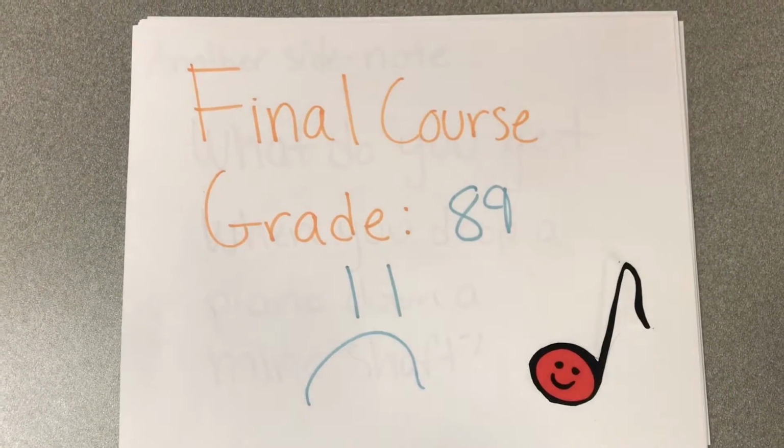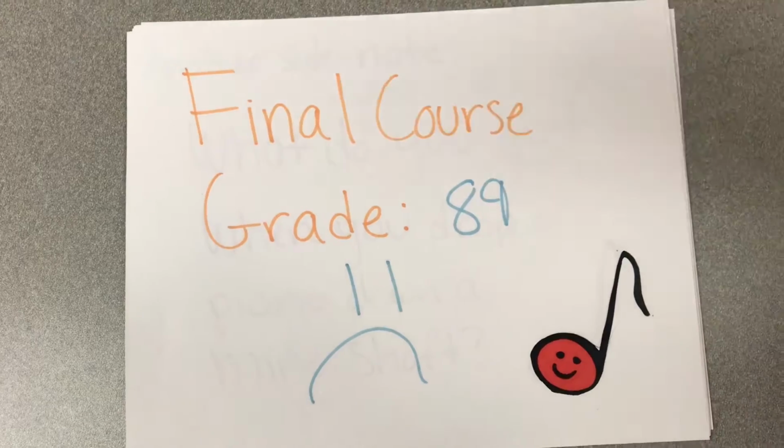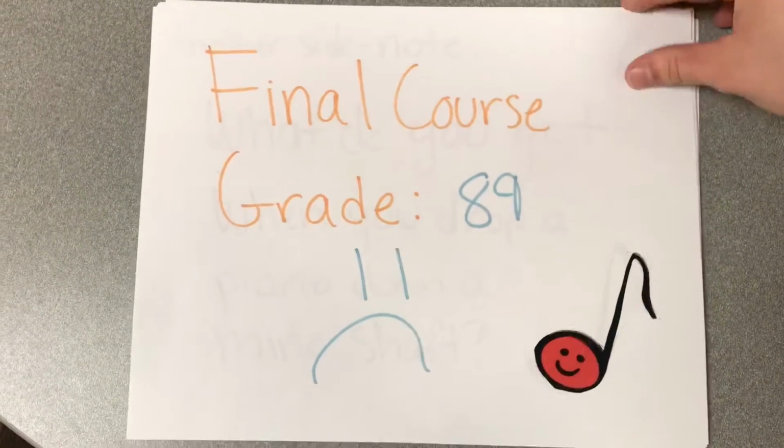So, your final course grade is an 89, so sorry, you won't be finishing music theory with an A.